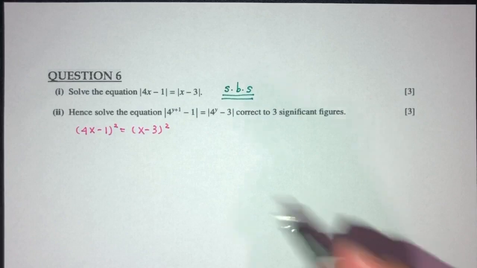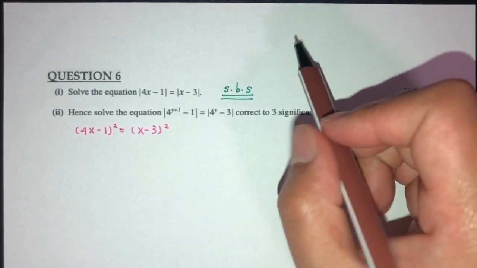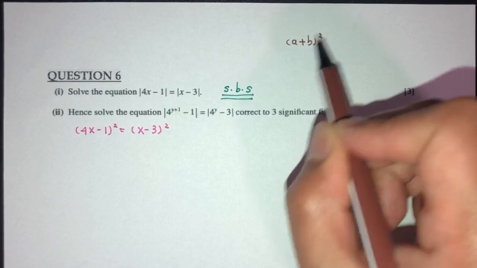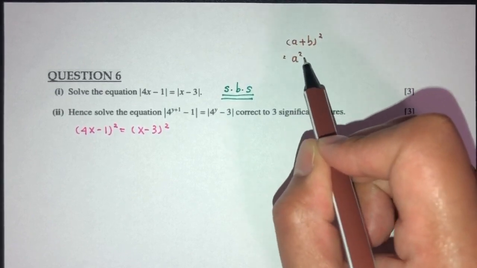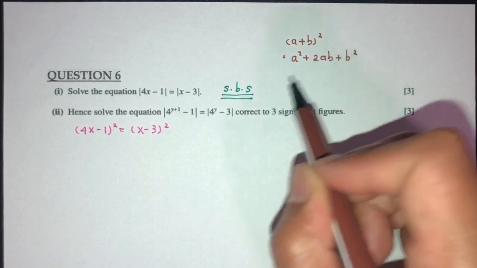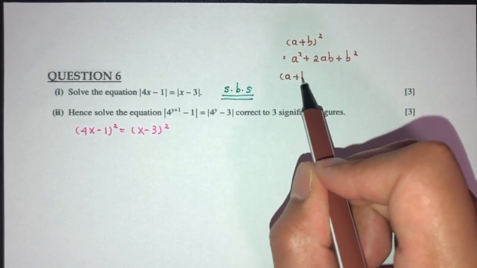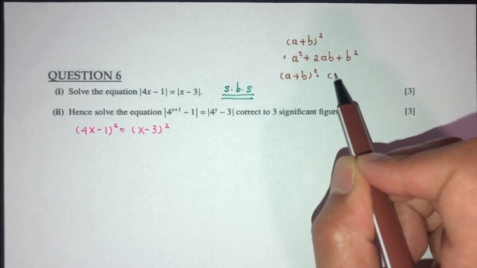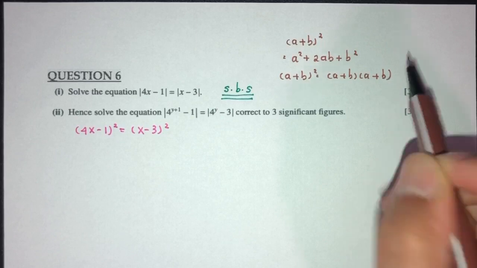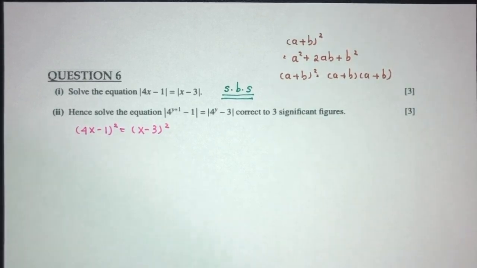Now, how can you break this down? We have a few ways. For example, we can use the formula, which is a plus b square is what? Is equal to a square plus 2ab plus b square. Otherwise, you can simply do a plus b square is what? It is a plus b times a plus b. And then you can break it down slowly, up to you.